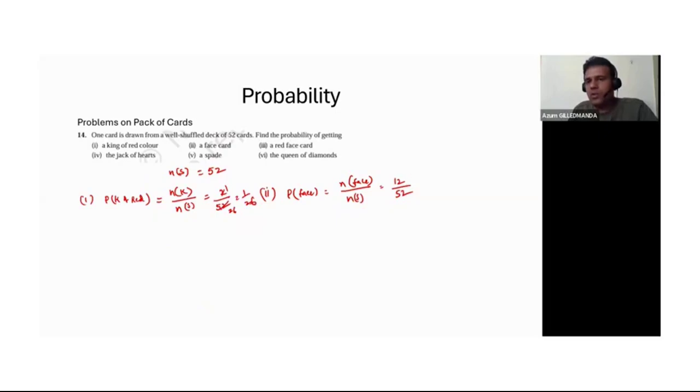Here also with 4 you can do, I guess, right? Yeah, 4 threes are 12, 4 ones are 4. So 3 by 13. Or you can just leave 12 by 52. That should be okay, right?